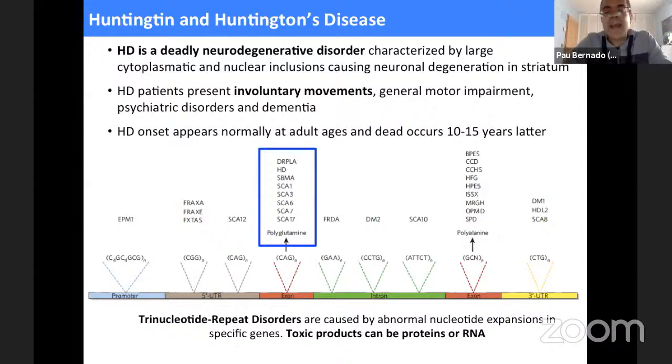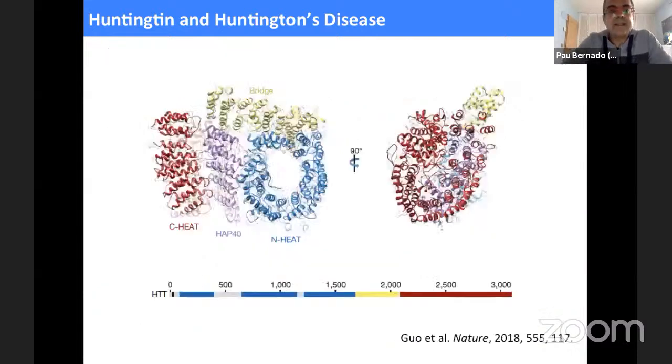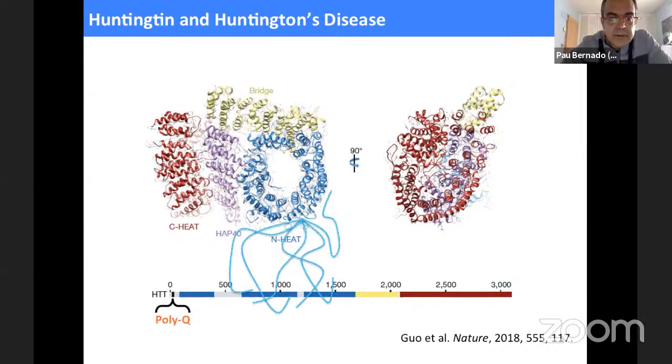When we look at the protein that is translated from this gene, this is Huntingtin, and Huntingtin is a very large protein, more than 3,000 amino acids. The cryo-EM structure was solved relatively recently, and you can see it here. However, this structure, which is remarkable, does not tell us anything about Huntington's disease because the polyglutamine repeat is at the N-terminus, which is called exon 1, and this part is highly flexible and therefore does not appear in the cryo-EM density. So we didn't learn much about this.